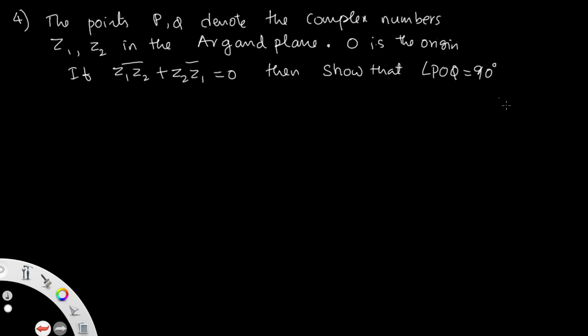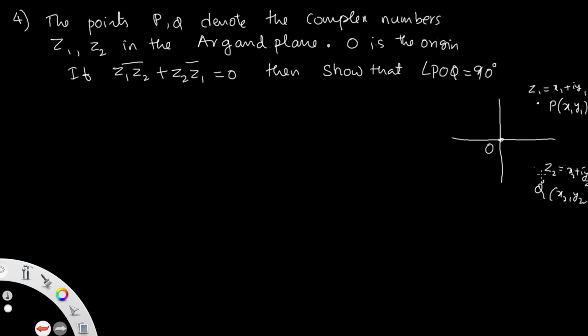Let me draw a rough figure. Let the point be Z1, equal to x1 plus iy1. In point form, it is x1 comma y1. And Z2 is somewhere else, x2 plus iy2, so the point represented by Q is x2 comma y2. And O is the origin. First we have to find out the slope of OP.